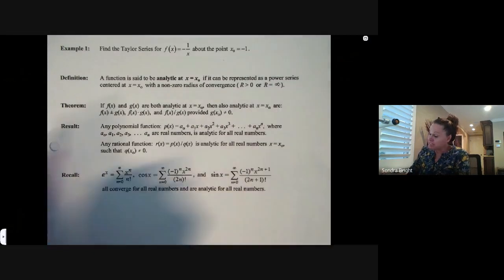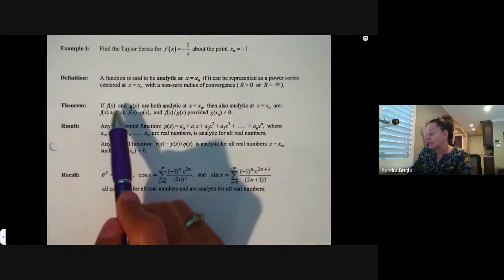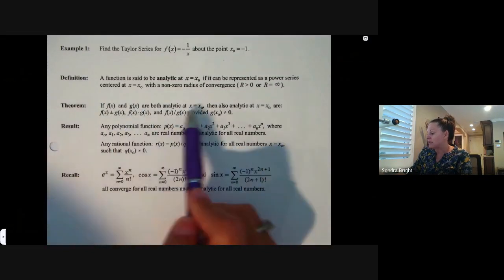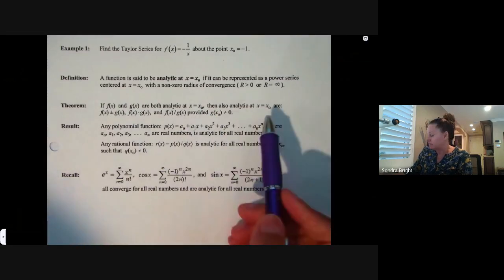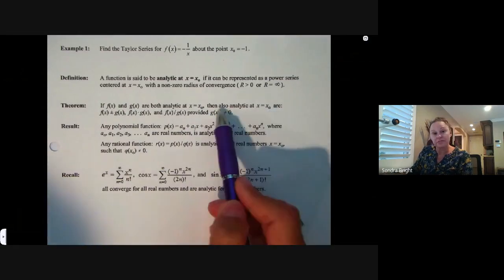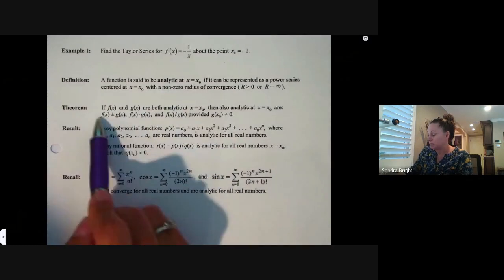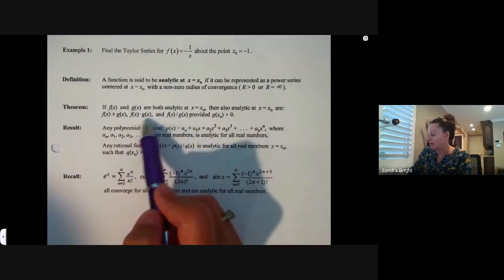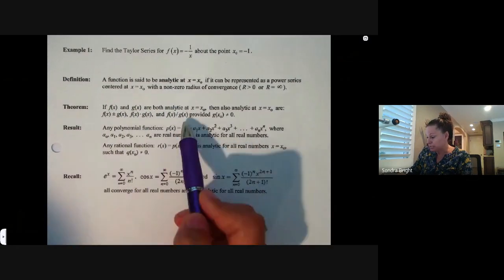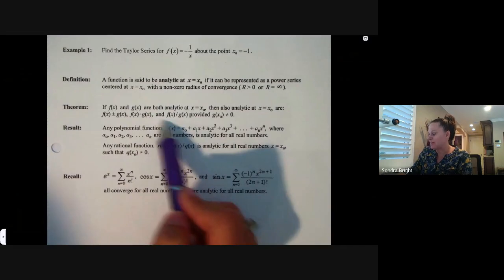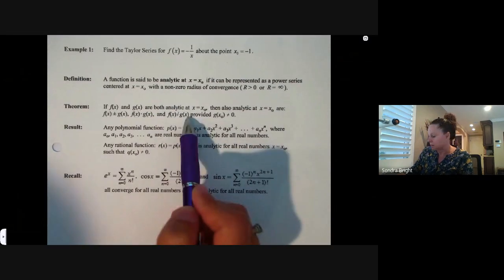And there's a theorem that states that if f and g are both analytic at x naught, then also analytic at x naught would be the sum or difference of the two functions, the product of the two functions, and also the quotient of the two functions, provided that, of course, your denominator can't equal 0.